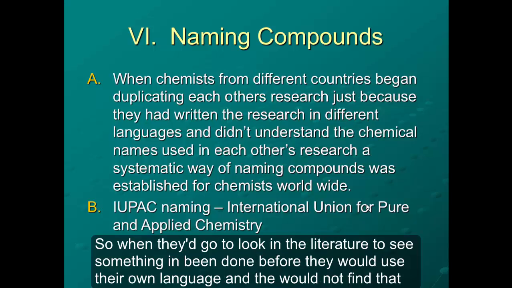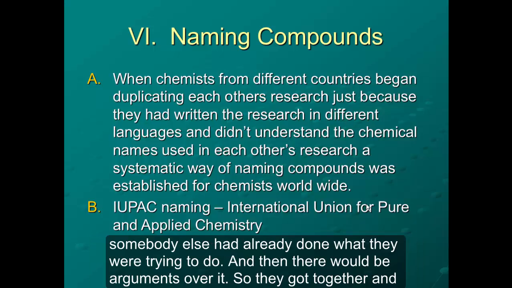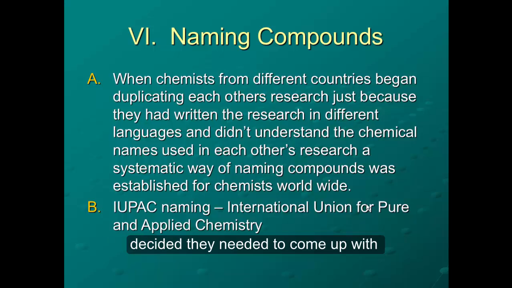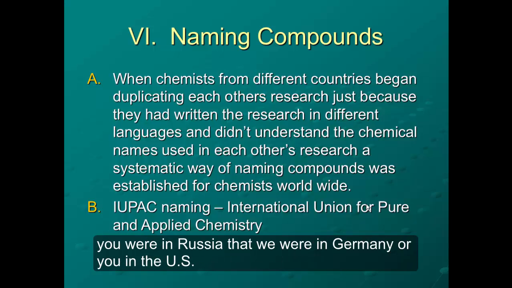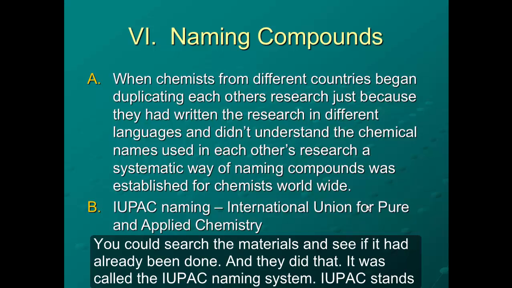So when they'd go to look in the literature to see if something had been done before, they would use their own language, and they would not find that somebody else had already done what they were trying to do, and then there would be arguments over it. So they got together and decided they needed to come up with a systematic way of naming compounds, so that if you were in China, or you were in Russia, or you were in Germany, or you were in the US, you could search the materials and see if it had already been done.